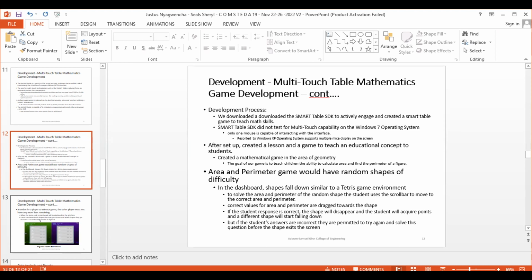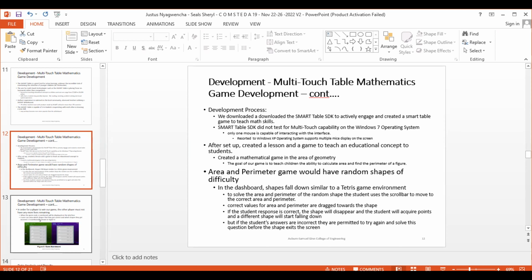So we created the mathematical table, which was the area and geometry idea. So our area and perimeter game will have random shapes that fall from the top. And then what the students will do is that they will ask you, what's the perimeter of this object? Then you will be given options. So you pick the options and drop them.